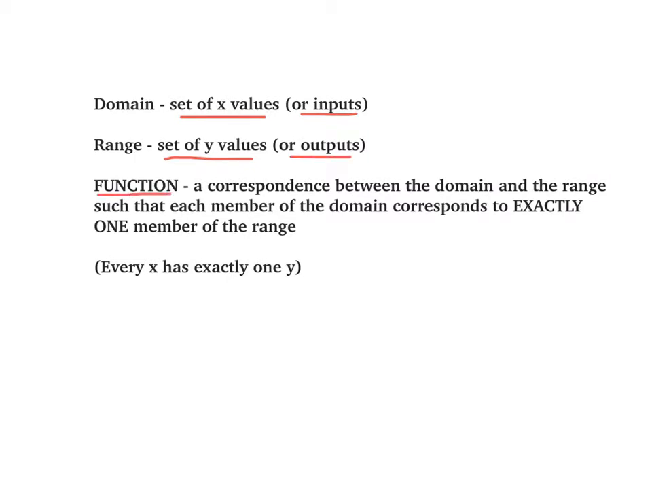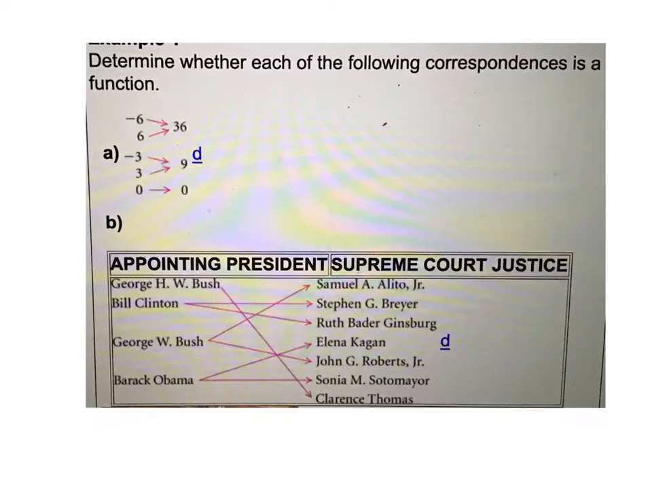A function, huge one here, is a correspondence between domain and range such that each member of the domain corresponds to exactly one member of the range. In other words, every x has exactly one y. Every member of the domain corresponds to one member of the range, and it's all just one.